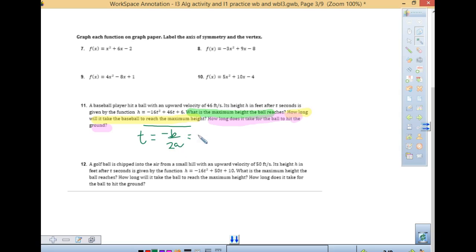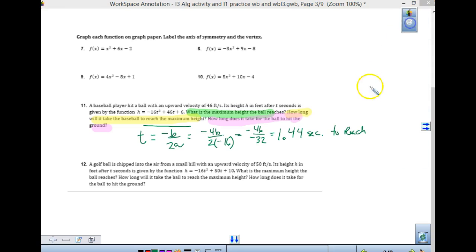So please tell me the numbers that you used in number 11. Okay. Negative 36 divided by negative 32, because it was... Okay. So negative 36 divided by negative 32 gave us how much? 1.4. Could we go two decimal places maybe for time? 1.44. Seconds we would put, right, to reach maximum height.